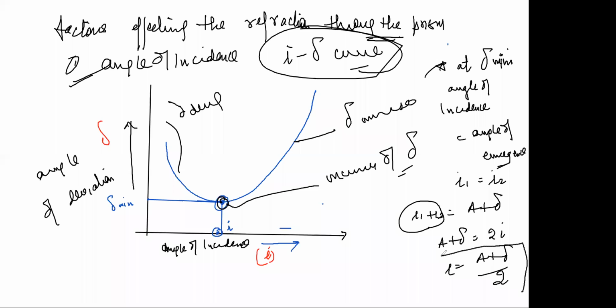Such a good relation it is. In Class 12, we get numericals on this. We don't use it here anywhere. And so delta minimum is also equal to 2I minus A.